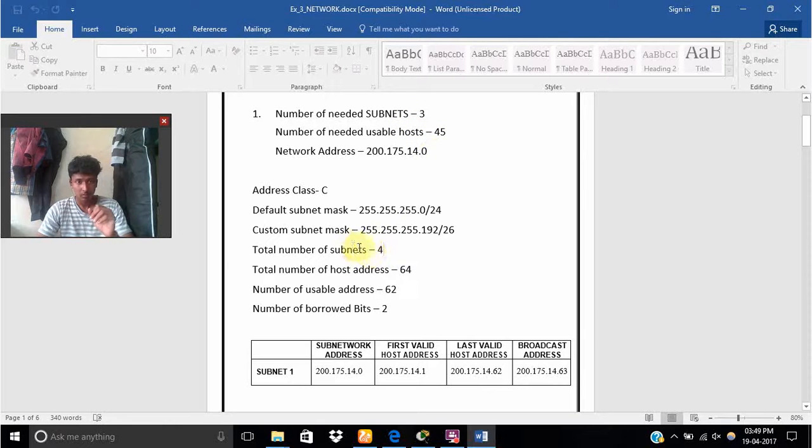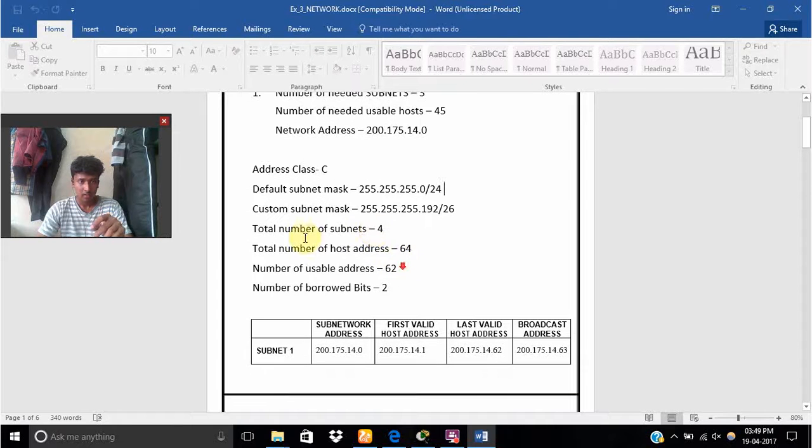We are taking 2 bits from the host side of that IP, so the mask goes from /24 to /26, an increment of 2 bits. The total number of subnets is 4, the total number of host addresses is 64, and the number of usable addresses is 62. The number of borrowed bits is 2. It's nothing but 64. How 64 came, I will tell.